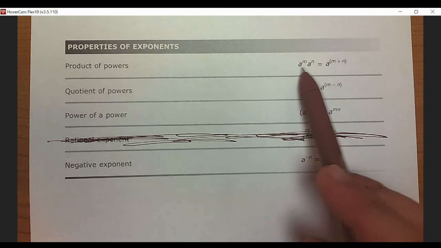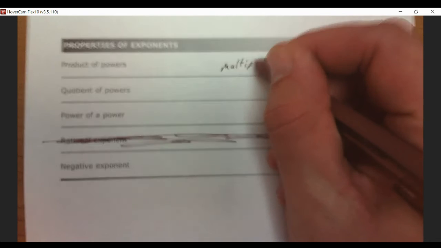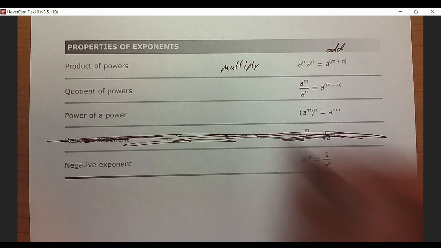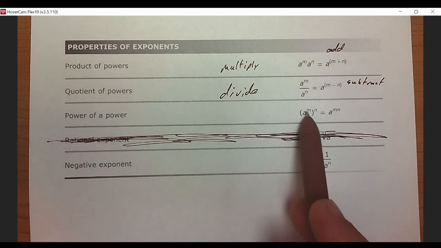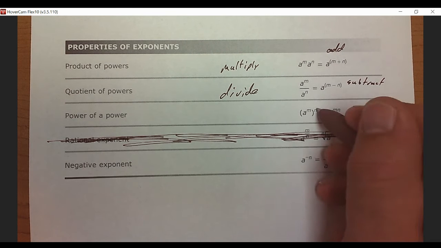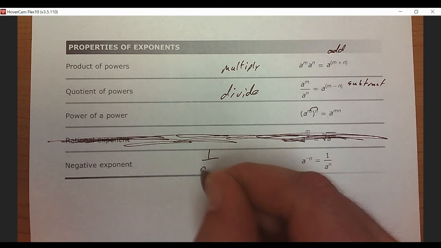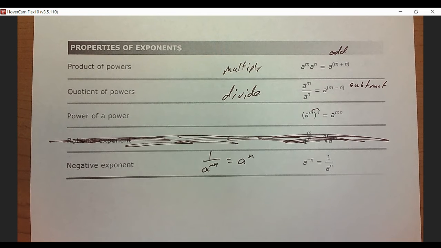We got the product of powers. So when we multiply two letters, multiply numbers, multiply letters, we add the little numbers. So when we multiply, we add. When we divide the letters, we subtract the little numbers. Whenever we have a parentheses with the number on the outside and the inside, we multiply the little numbers. Then when we have a negative, if it's on top, we move it to the bottom. If it's on the bottom, we move it to the top or make it a whole number. All right? So those are our rules.